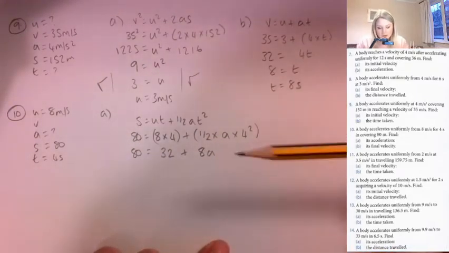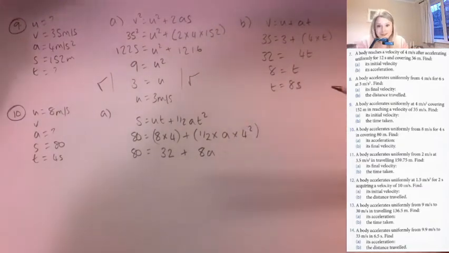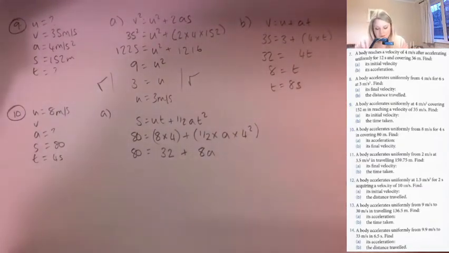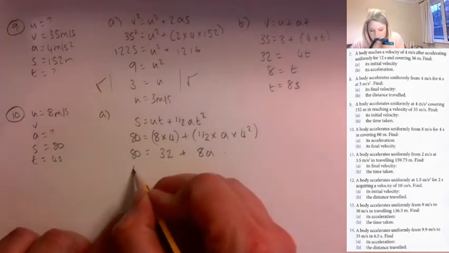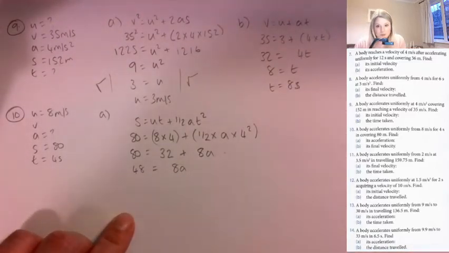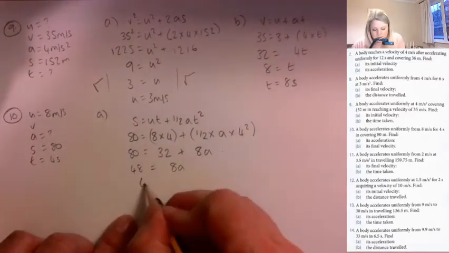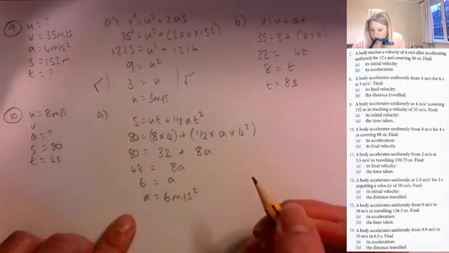So all of a sudden this looks like a much easier equation to solve than this, but it's the exact same, it's just tidied up. So if I take 32 away from both sides, I'm going to get 48 equals 8a, and then if I divide both sides by 8, 48 divided by 8 is 6. So a is 6 meters per second squared. Okay, b.